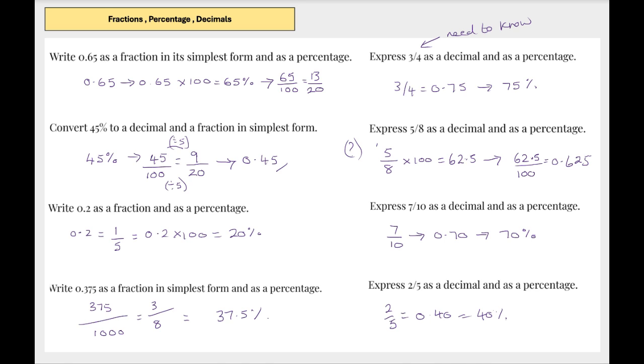And that is that. So that is some quick revision on fractions, percentages, and decimals. Goodbye.